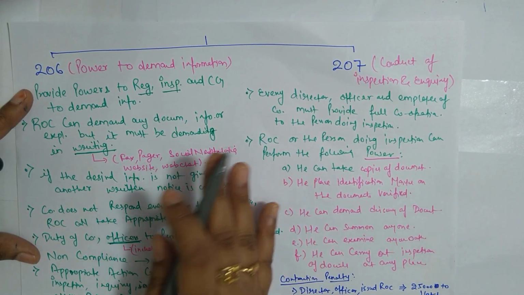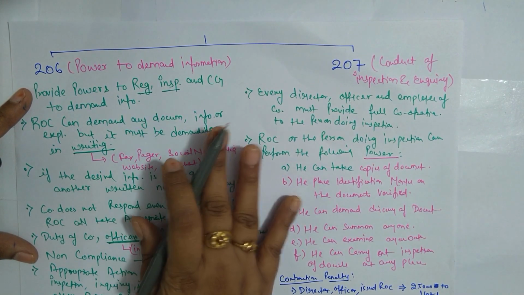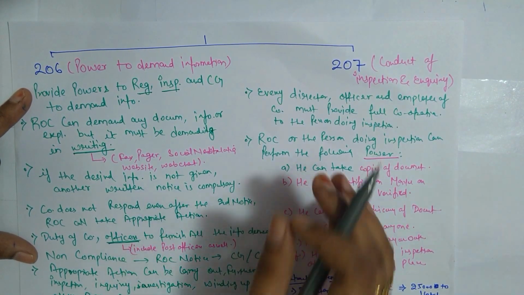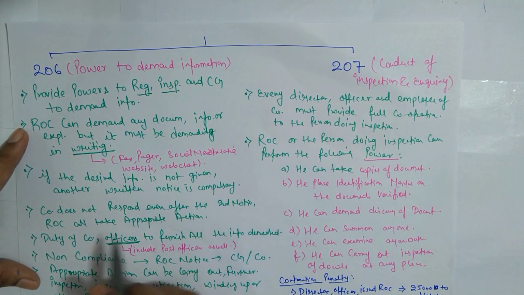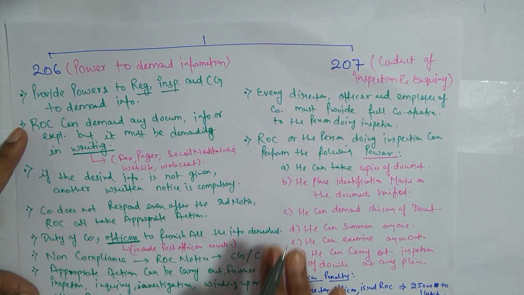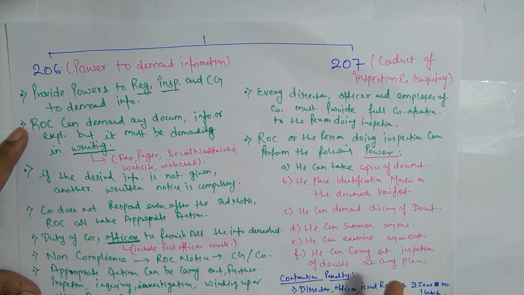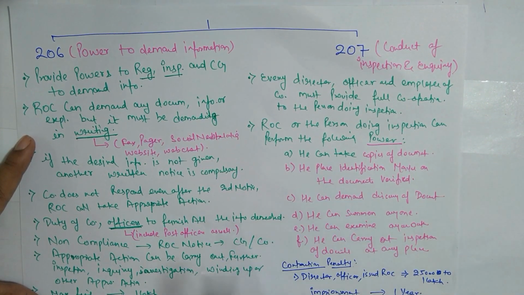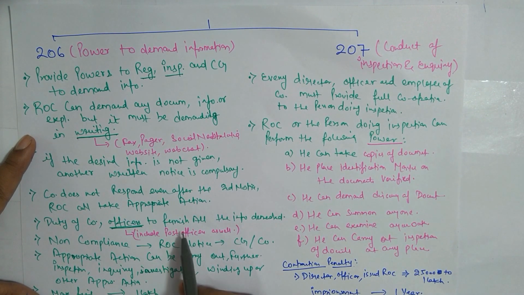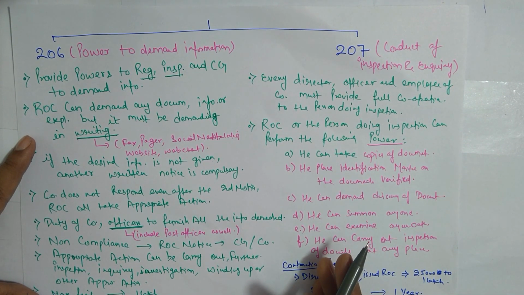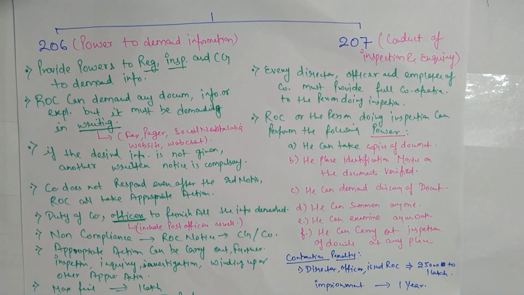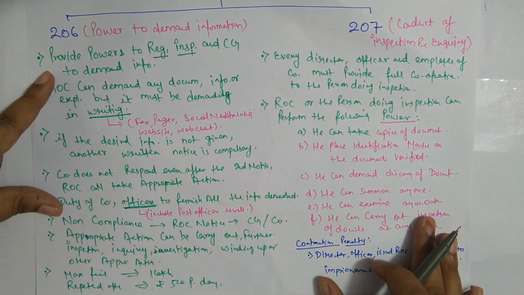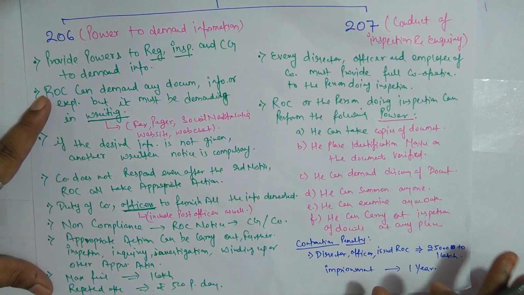If the desired information is not provided to the registrar, inspector and CG, a second written notice is compulsory. After that you can take any decision. Fine. So if the company does not respond again to the second notice, now the ROC has power to take appropriate action. It is the duty of the company officer to furnish all the information demanded by the ROC or CG or the inspector. The officer includes the past officer as well, who has vacated his office. If required, he has to come and give the information.